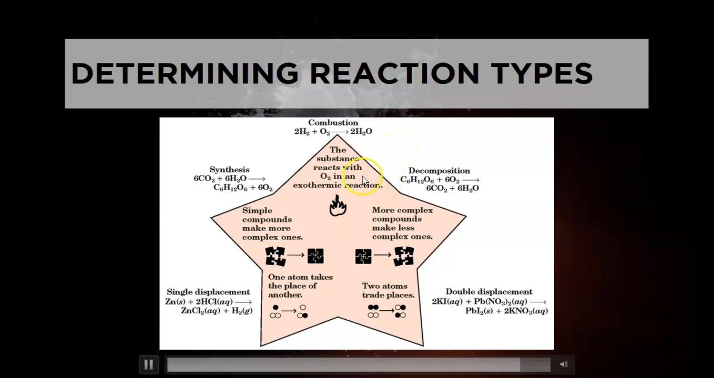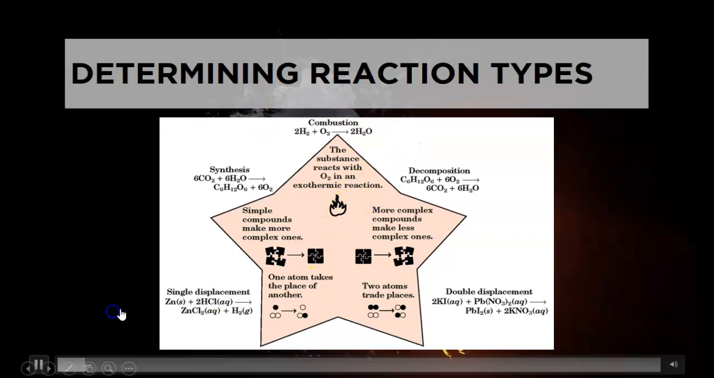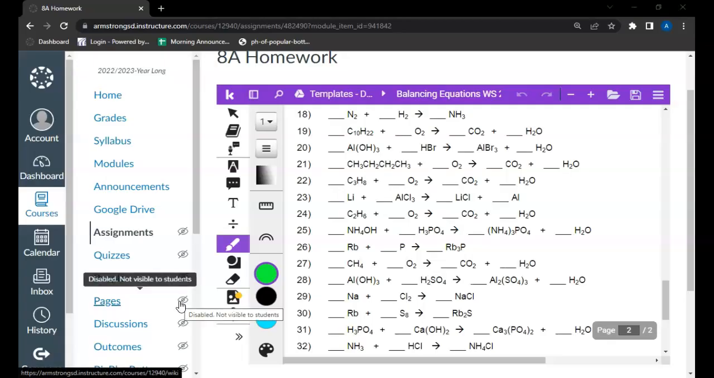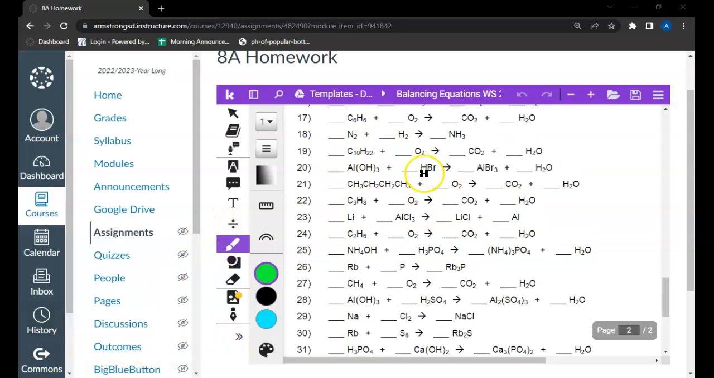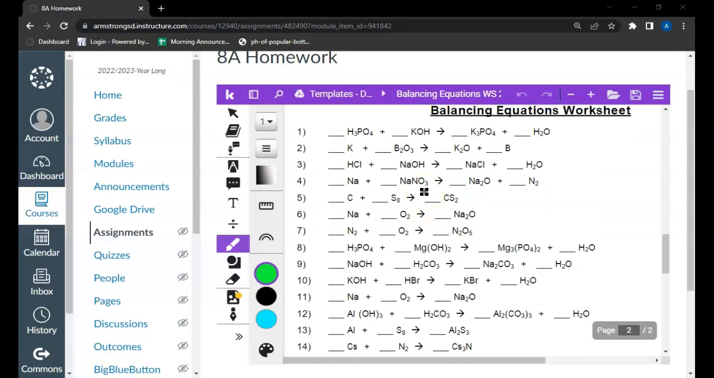So what I want to do before we look at the activity series is just look at some examples from our homework 8A. So I'm going to pull that up real quick. All right, looking at 8A, we have a whole bunch of equations here. I'm going to ask you, do you see any examples that might represent a synthesis reaction? Any numbers?